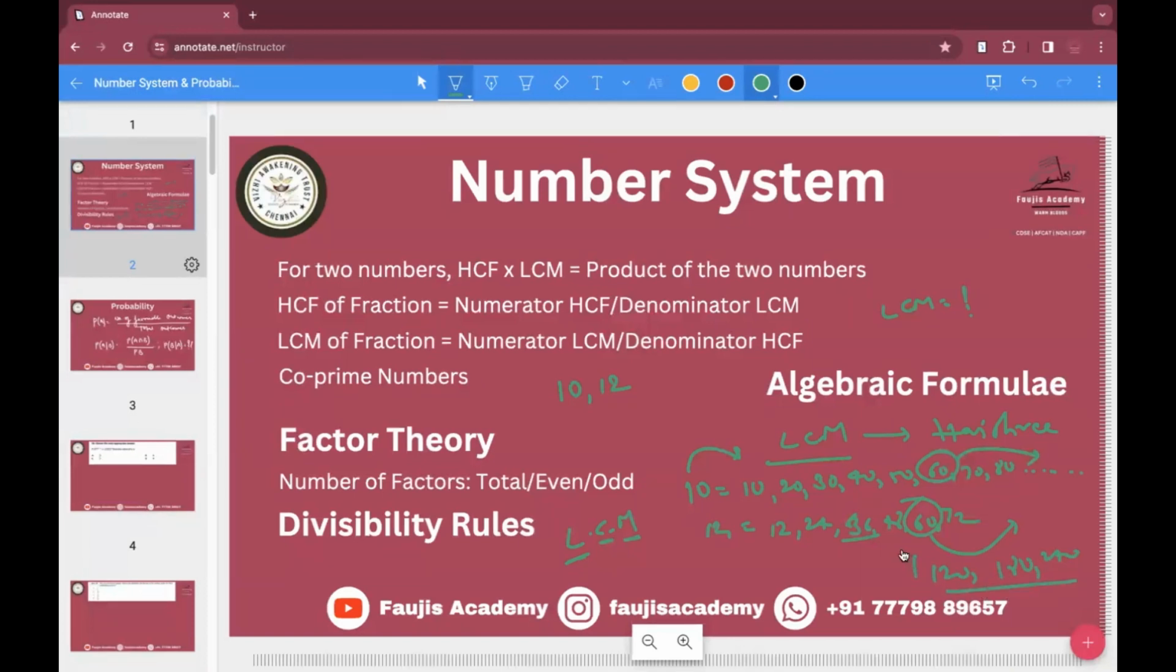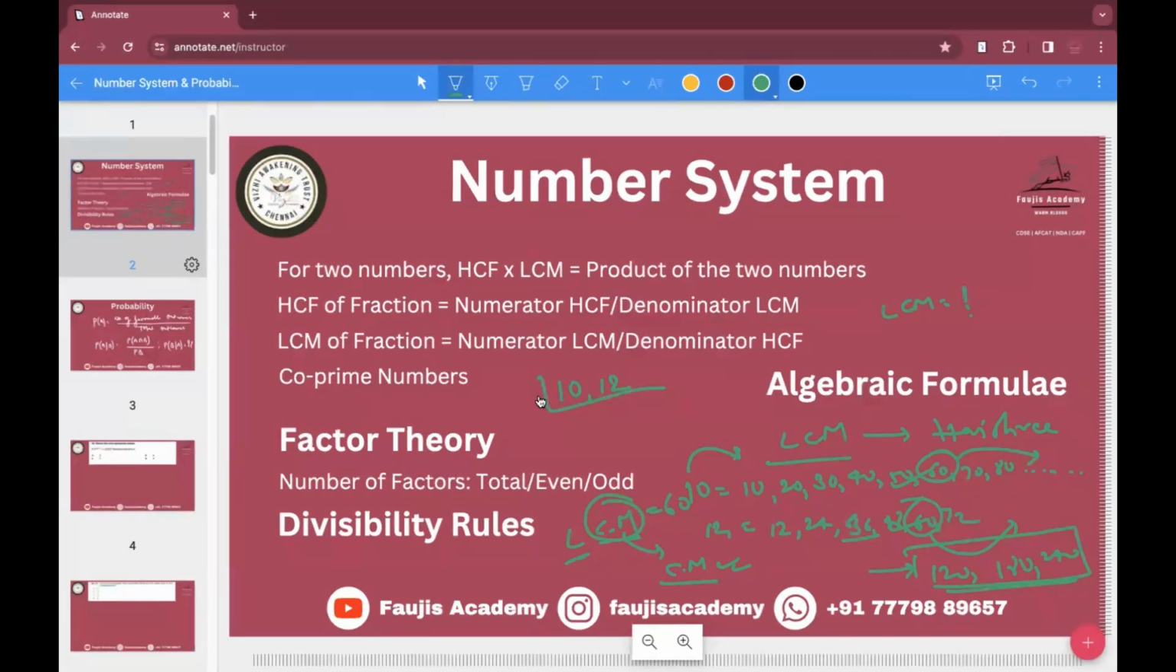Just for the sake of knowledge. Knowing this much will help you get very good marks. But we are dealing with the lowest common multiple, which is 60. And 120, 180, 240, 300 are your common multiples. Not lowest common factor, lowest common multiple, LCM.